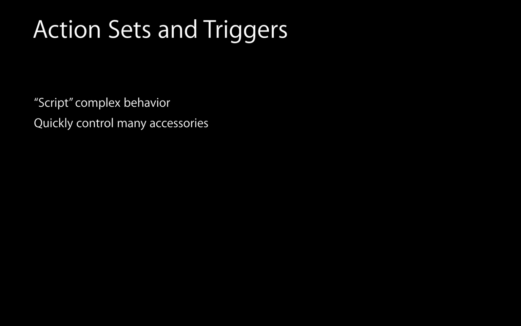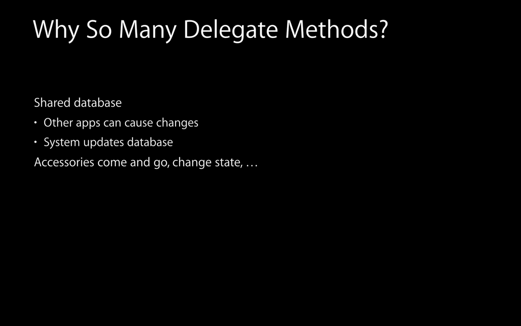One more thing I want to tell you about HomeKit. As you're looking through our documentation, you're going to see there are a lot of delegate methods. And you might ask, do I need all of these delegate methods? Do I have to implement every single one? And, well, yes, they're there for a reason. They're there because if you remember back at the beginning of the presentation, we talked about the shared database. And because of the shared database, we get this great consistency across the user experience.